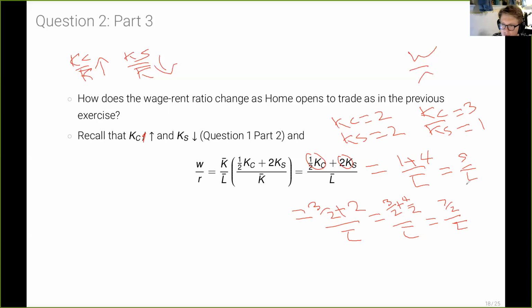But 5, if we just want to rewrite that, that's going to be equivalent to 10 over 2 over L bar. And so this is going to be smaller. And so you can notice that because we have a 1-for-1 decrease whenever one unit of capital moves from the shoe industry into the computer industry, there's a smaller coefficient in front of KC. We have that W over R is going down. So it's smaller than what it was before.